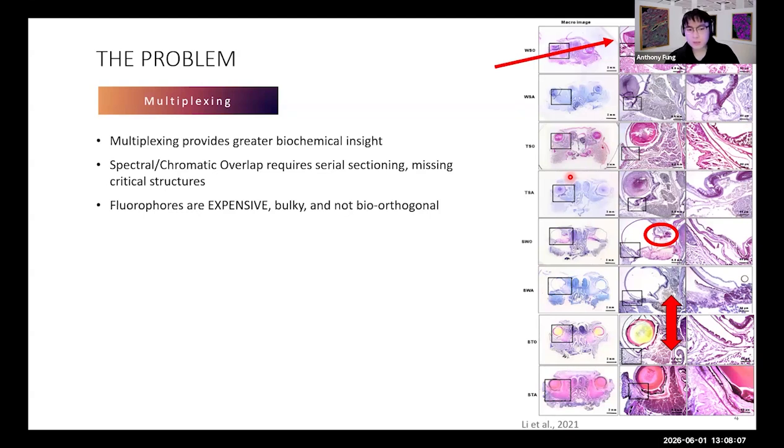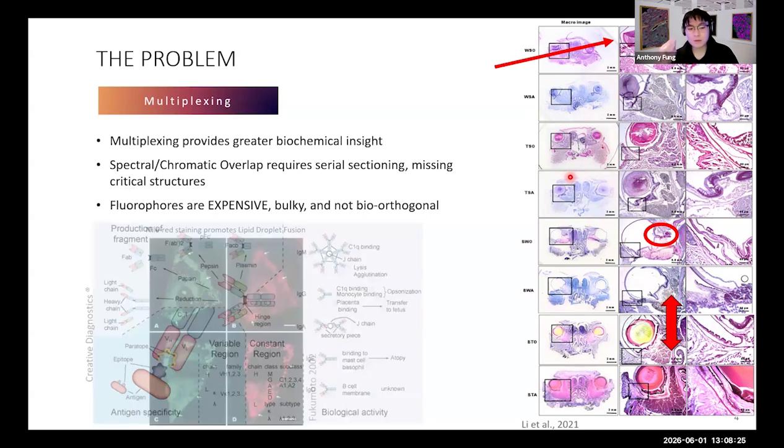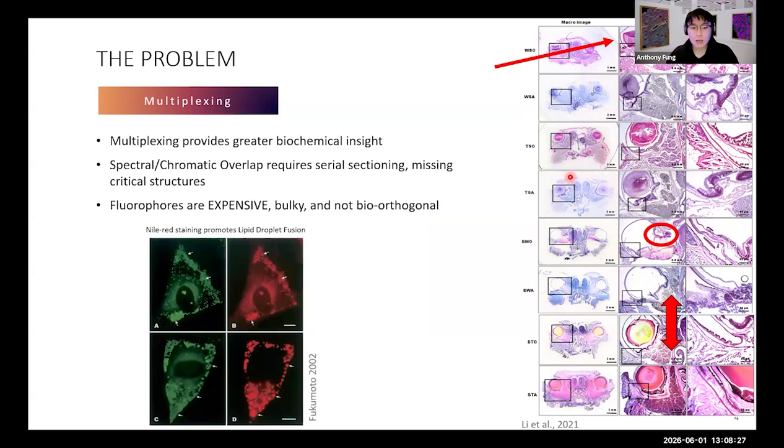Additionally, immunofluorescence, even the highly multiplexed ones that were in last week's seminar by Julie, comes at a cost as well, because a lot of the fluorophores are bulky, and some of them are hydrophobic and alter the native distribution of the target. For example, even some of the fluorescent dyes promote lipid droplet fusion, precluding the use of these dyes in studying those really high resolution subcellular organelles.